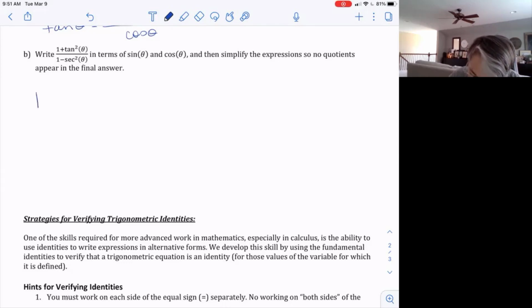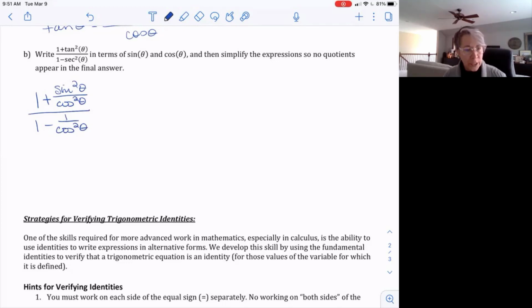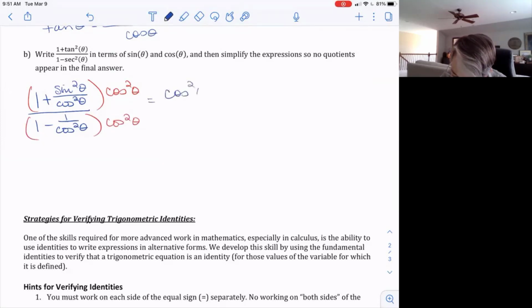So this will give us 1 plus sine squared theta over cosine squared theta for the tangent, divided by 1 minus 1 over cosine squared theta for my secant squared theta. Now, to get rid of the complex fractions, let's multiply top and bottom by that common denominator of cosine squared theta. When we distribute, we get cosine squared theta plus sine squared theta. And the denominator, we get cosine squared theta minus 1. The top is the granddaddy, which is nice, which is 1.